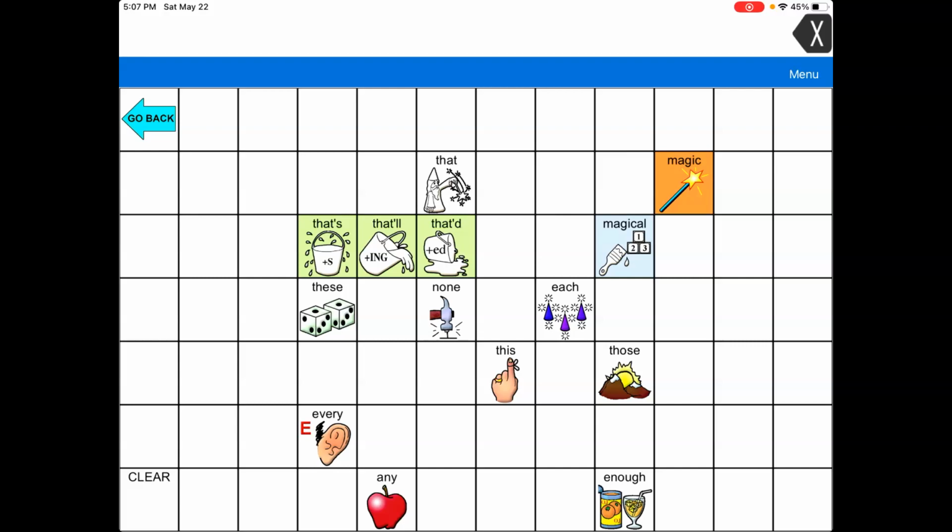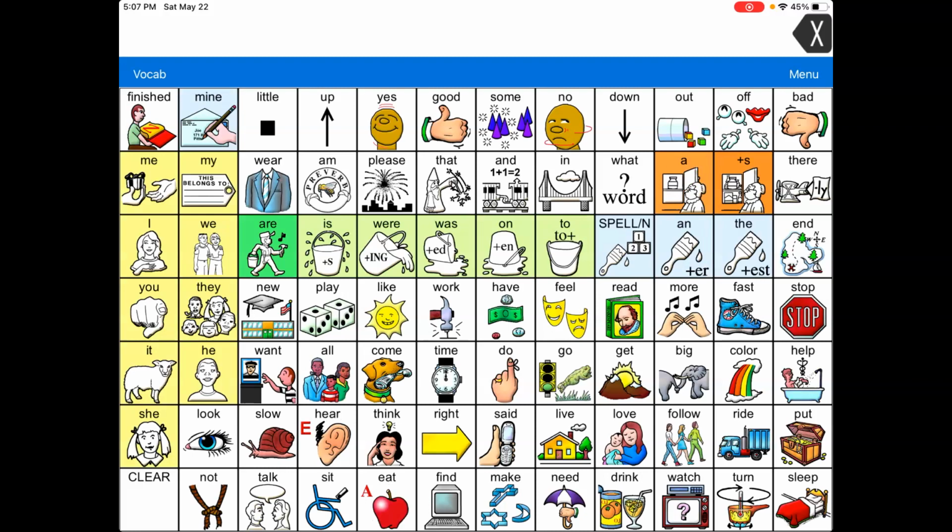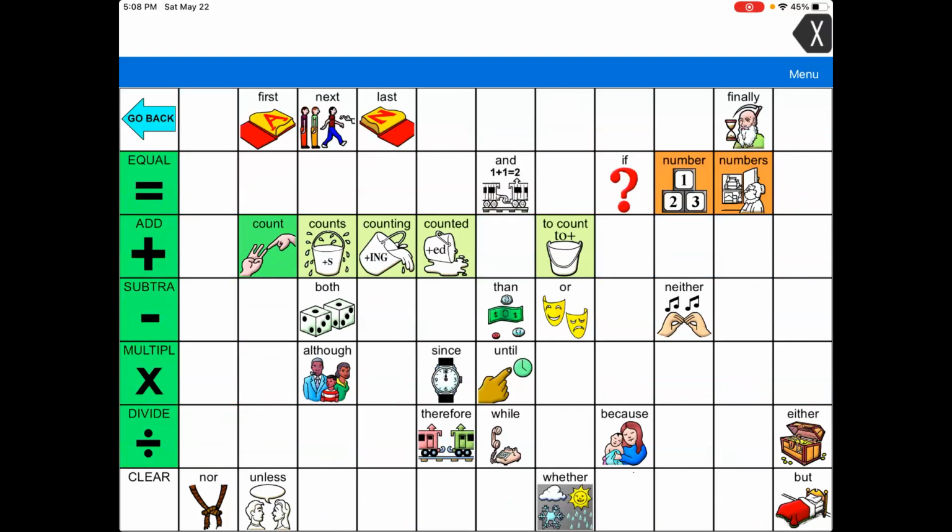And a fun word, magic, because wizards are magic. Let's go back. All right, next to the wizard is "and," and you see the little train connecting. Conjunction, junction, what's your function? It's an oldie, but a goodie. So if we go into "and," you'll see that we have conjunctions.